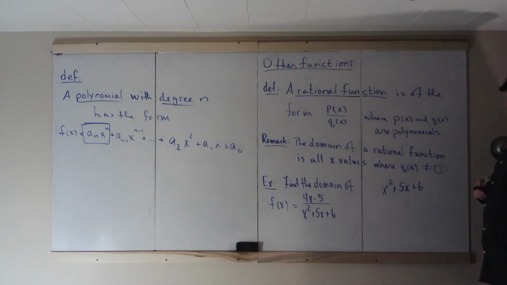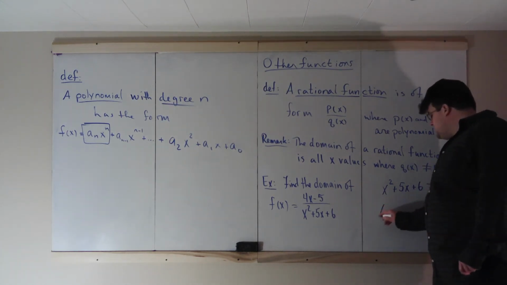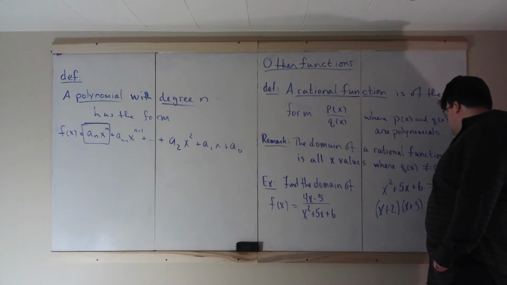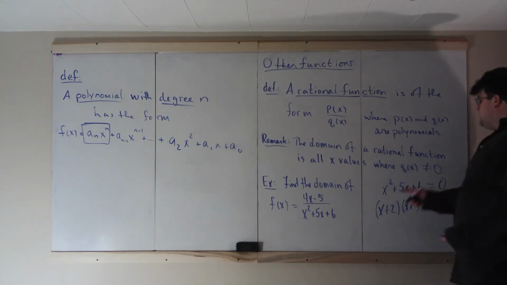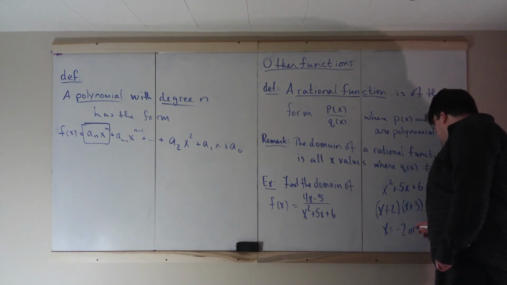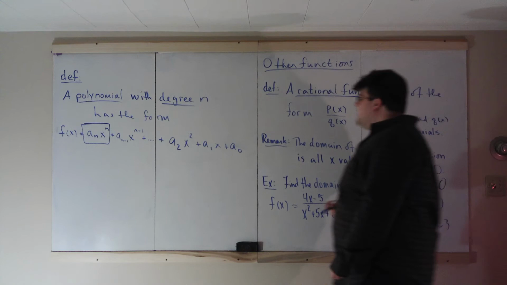We want to set that equal to 0. Does it factor? Yes, it does, because 2 and 3 make 5, and 2 and 3 make 6. This equals 0 when x equals negative 2. This equals 0 when x equals negative 3. So we found where the denominator is 0.